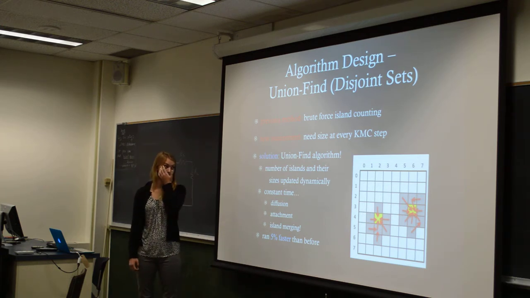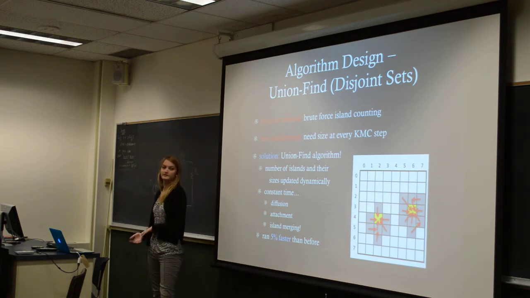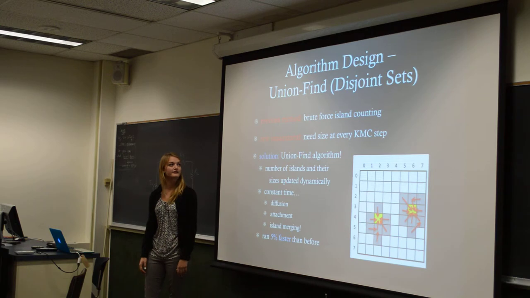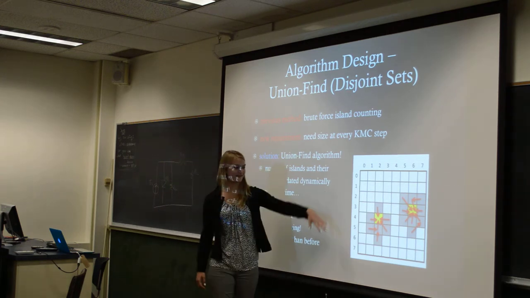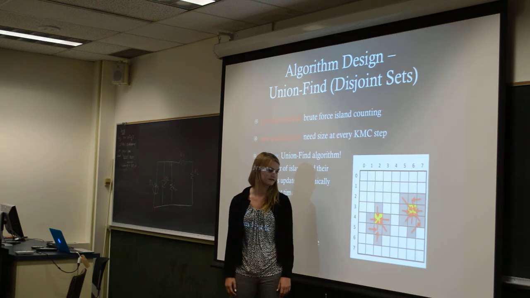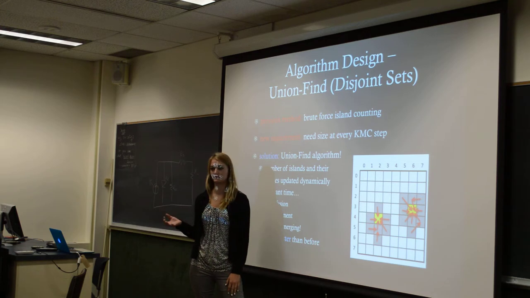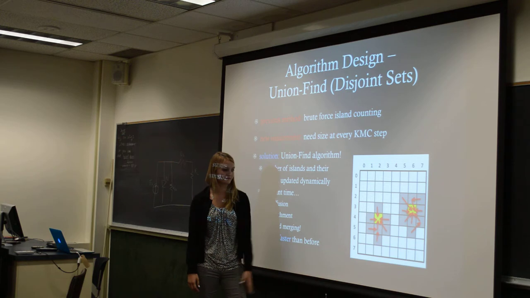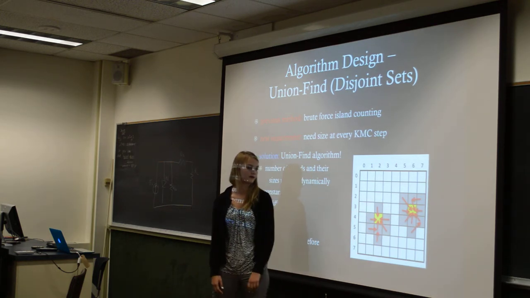So the solution I came up with was to use UnionFind, which is something that's pretty standard in computer science as part of graph theory and some other things, and it has to deal with disjoint sets that are then merged. And the way it works is you have your lattice for your islands, and each particle has a pointer to another particle in the same island. If you follow those pointers up, they're going to lead to a single particle that's chosen as the representative member, or like the root of that island. So if you know computer science, they form directional trees. And the root is the only one that has to know what the size is.